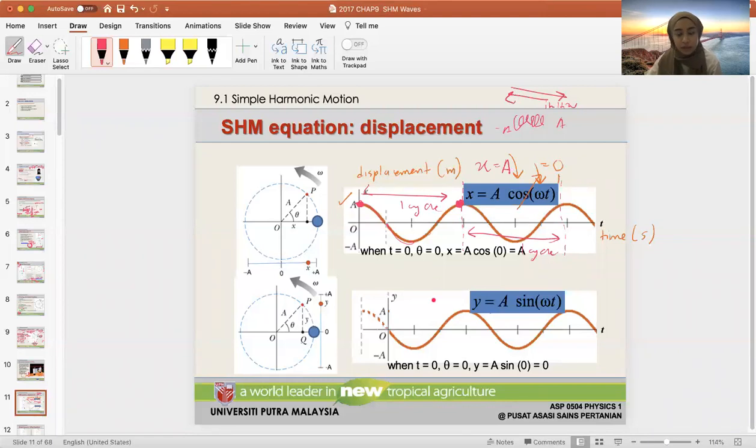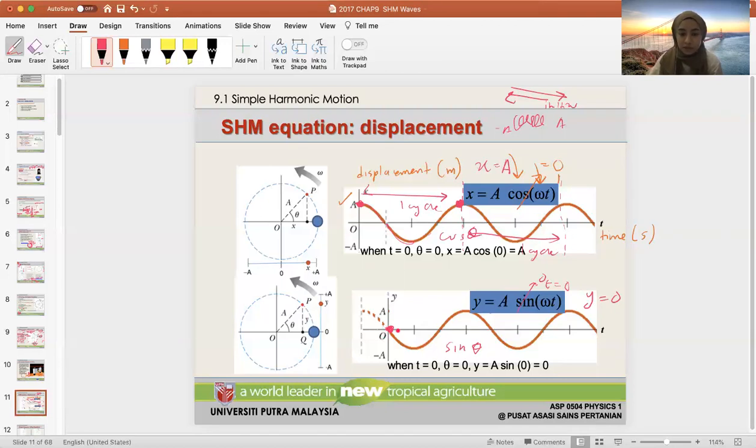Okay, let's look at the equation for Y. At T equals 0, your equation becomes 0. So your Y starts at 0. This is your initial point. So this is your sine equation. This is your cosine. Okay.